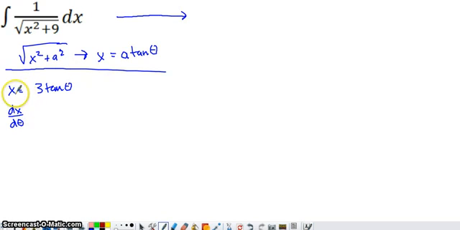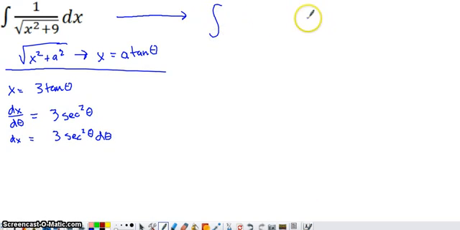So we can take the derivative of x with respect to the variable theta. And the derivative of tangent is going to be secant squared. And so we would have this times d theta as what dx equals. Right? So dx is going to be 3 secant squared of theta d theta. So my integral would then have 3 secant squared theta d theta replacing the dx.